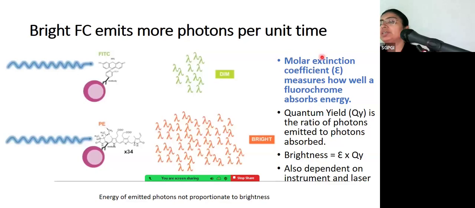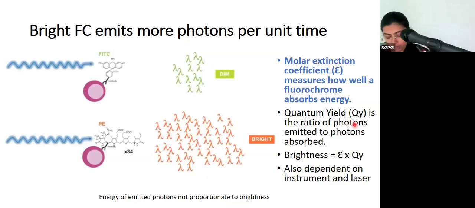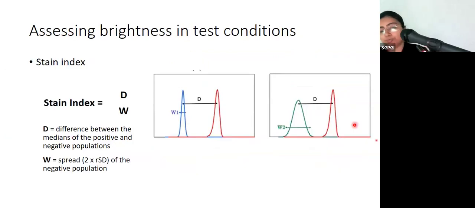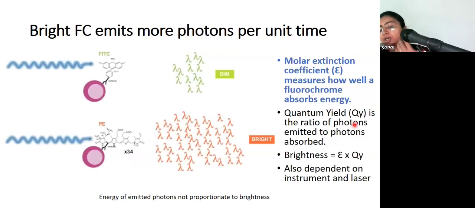Molar extinction measures how well a fluorochrome absorbs energy. Quantum yield is, once it has absorbed energy, how much energy it releases. So brightness is a function of these two. However, it is also dependent on the instrument and the particular laser concerned. So therefore, brightness is a function of the fluorochrome, the instrument, as well as the laser.